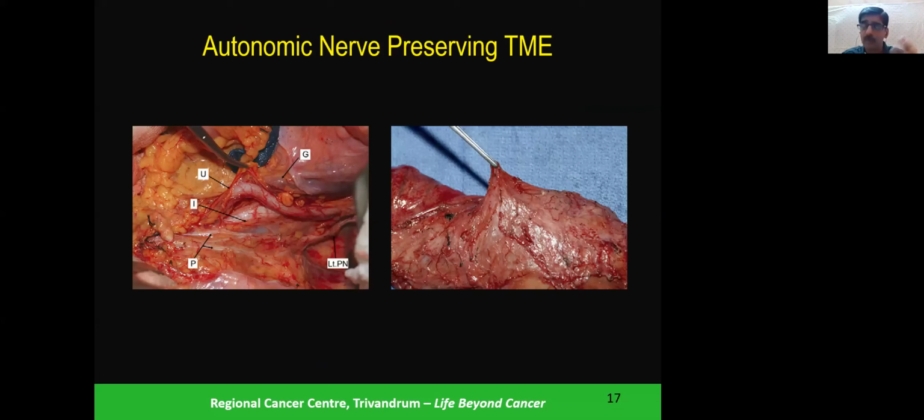Again, you would know that autonomic nerve preserving TME should be the standard, because the autonomic nerves are very important for bladder function and sexual function. But if they are injured, you'll have bladder dysfunction and sexual dysfunction in terms of retrograde ejaculation. So autonomic nerve preserving TME should be the standard of care for all rectal cancer. And if you're able to do that, you can bring down the recurrence from about 20% to single digits, 5 to 7%.